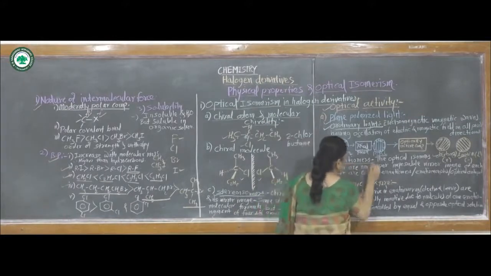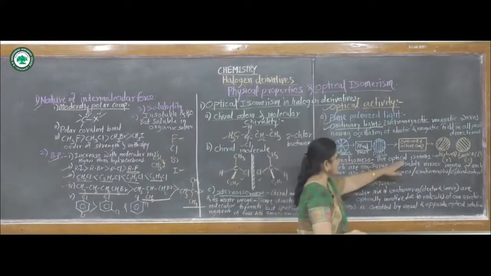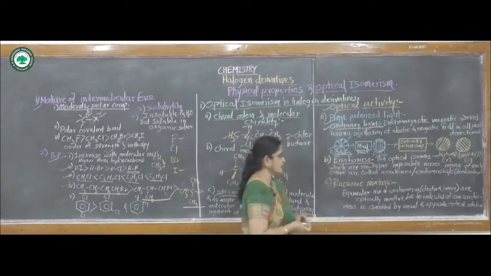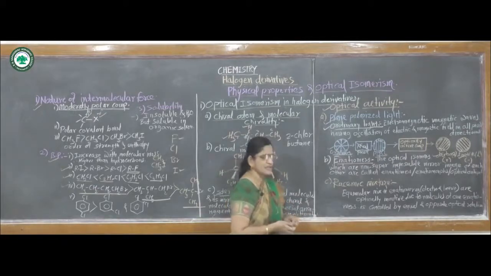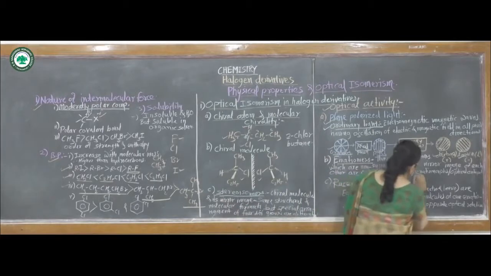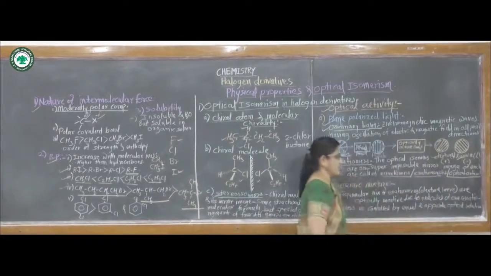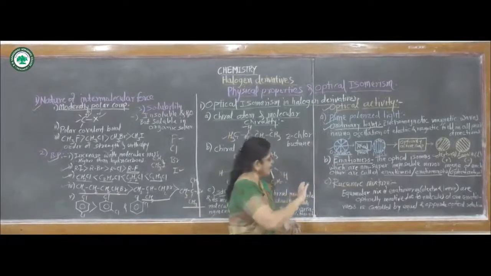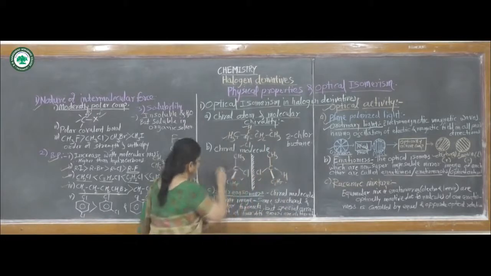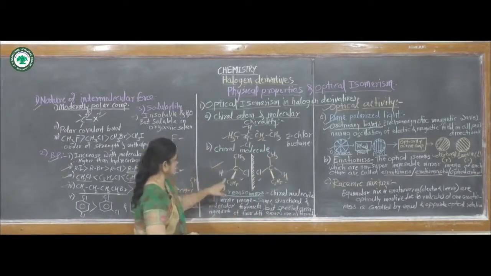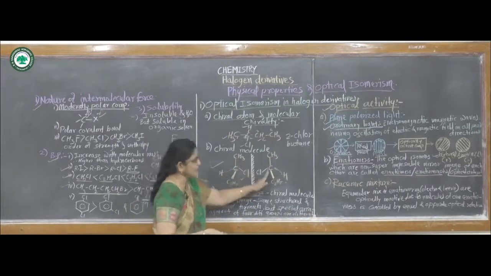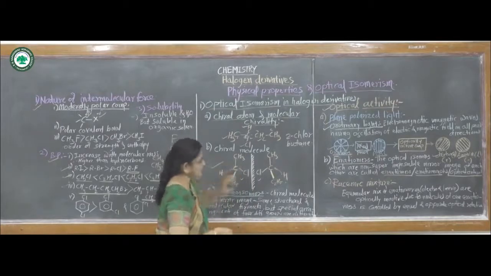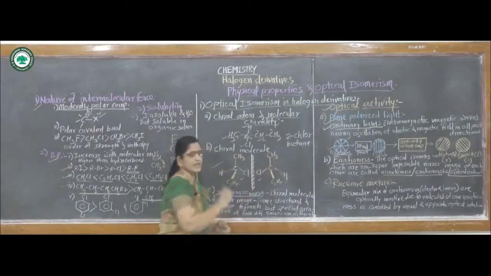The next point is enantiomers. That means optical isomers which are non-superimposable mirror images of each other are called enantiomers or enantiomorphs or optical antipodes. That means if one rotates in the clockwise direction, the second rotates in the anti-clockwise direction. Again see this example. Suppose this is the structure of 2-chlorobutane. This is its mirror image. Suppose one molecule of 2-chlorobutane is dextro-rotatory, then the other molecule becomes laevo-rotatory.